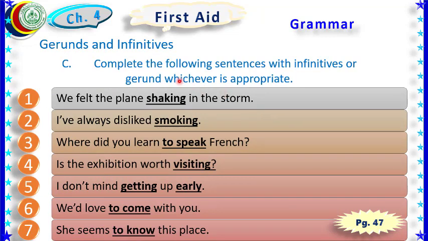We are set to complete the following sentences with infinitives or gerunds. We felt the plane shaking. Shaking is a gerund. Smoking, gerund. To speak, infinitive. Visiting, gerund. Getting, gerund. Getting up early. Early is underlined by mistake. It is nothing. Getting is a gerund. To come is an infinitive. To know is an infinitive. This early is underlined by mistake. You leave it.